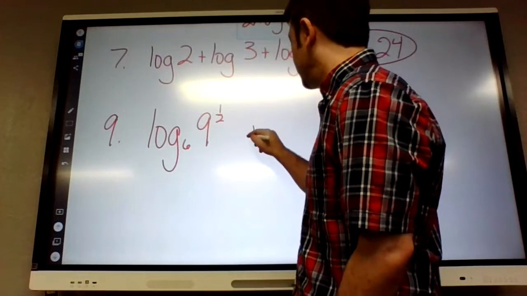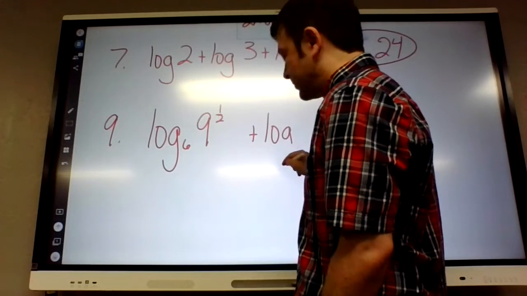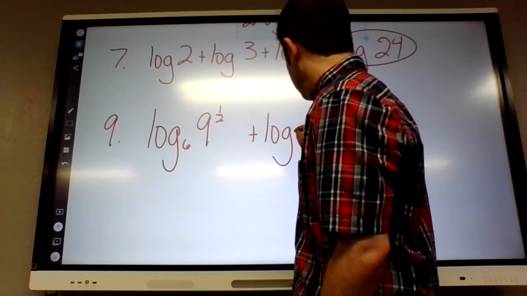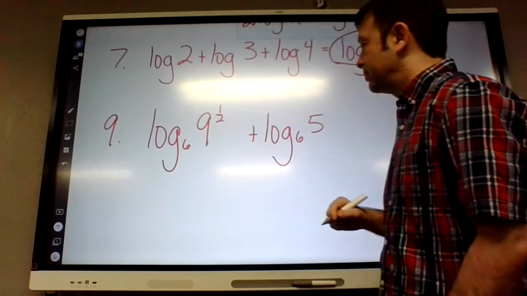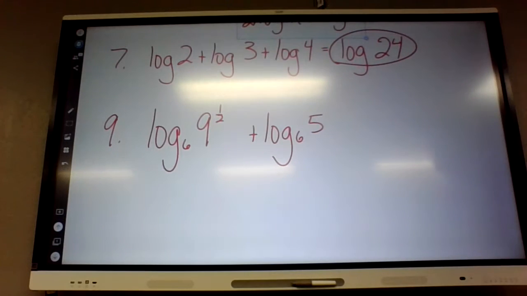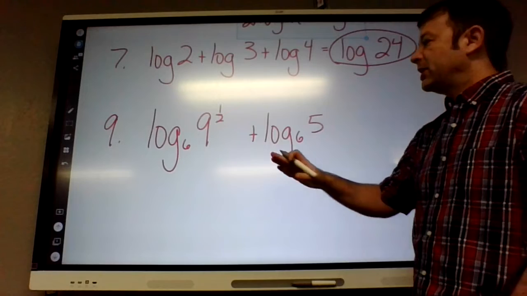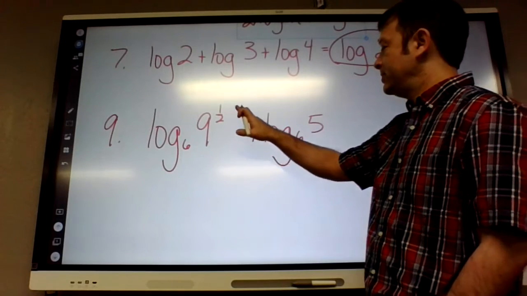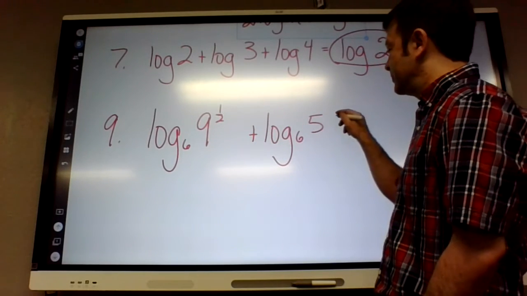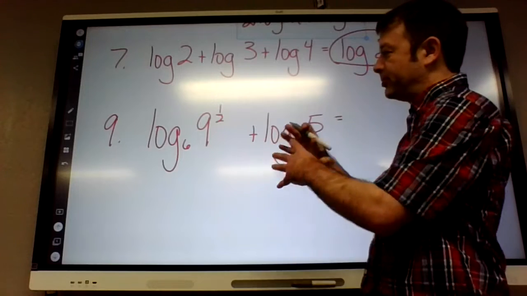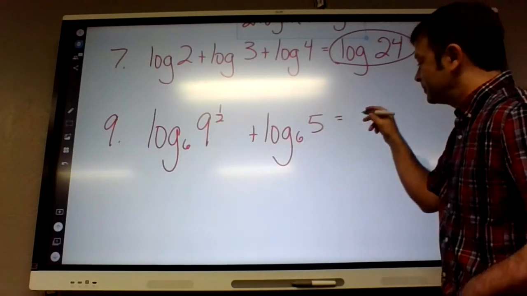And okay. What is 9 to the 1/2? 3. It's like the square root of 9. So I got log base 6 of 3 plus log base 6 of 5. So again, just multiply them together. 3 times 5.